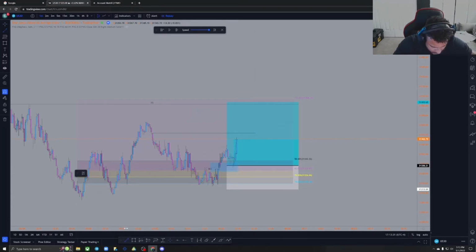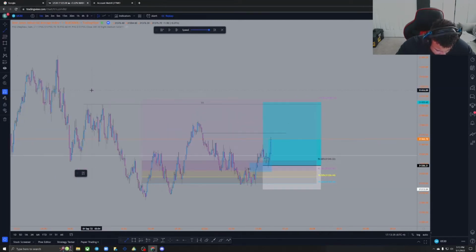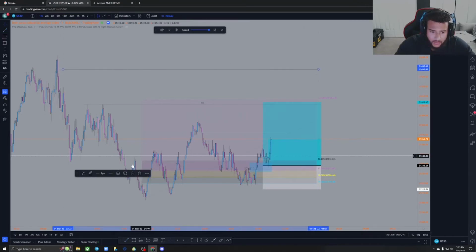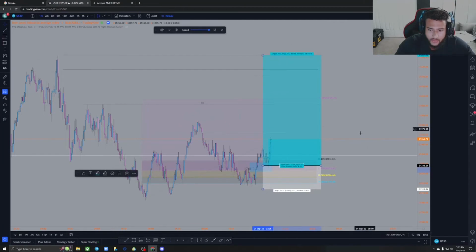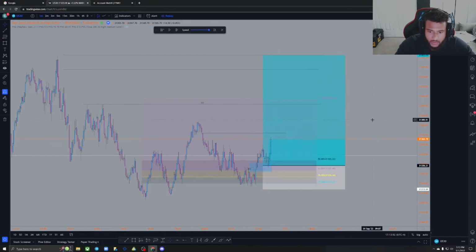Second partial was at these highs up here, around here, and then the last one was right about here. So overall, this was more or less the trade, right?